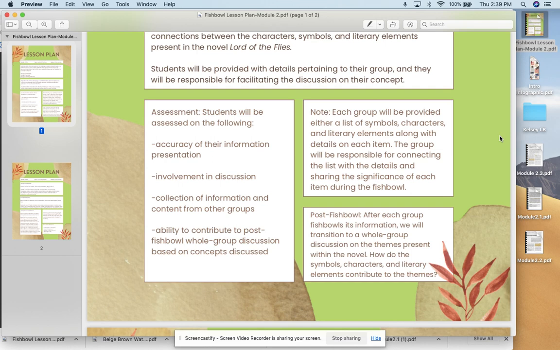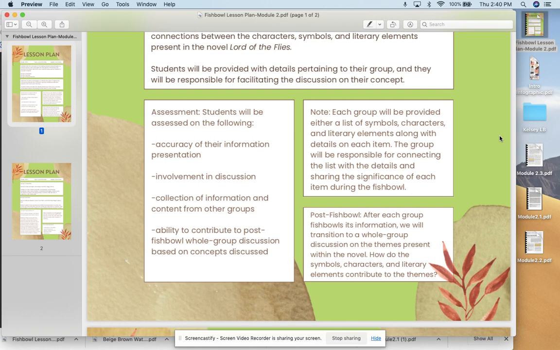The collection of information and content from the other groups. This pertains to the two groups on the outside of the fishbowl, the ones who are observing. We need to make sure that we are taking accurate and adequate notes so that we may be prepared to discuss after the fishbowl activity in a whole group setting. And finally, the ability to contribute to the post-fishbowl whole group discussion based on the concepts discussed.